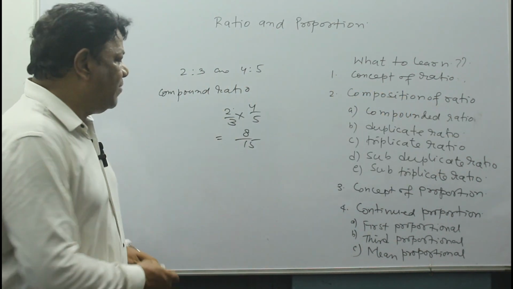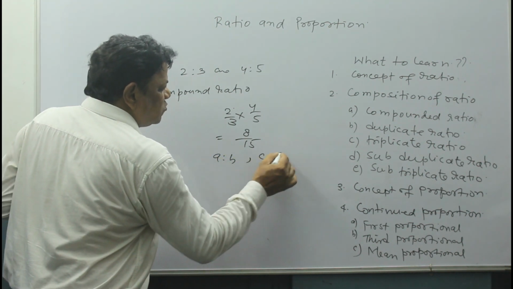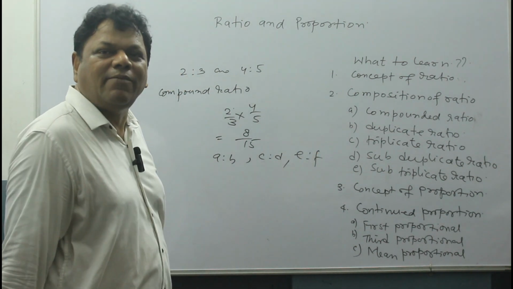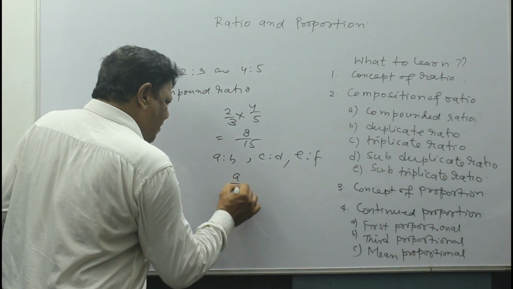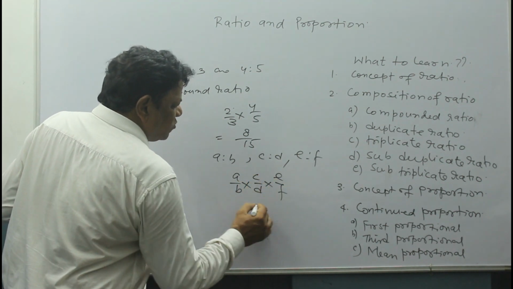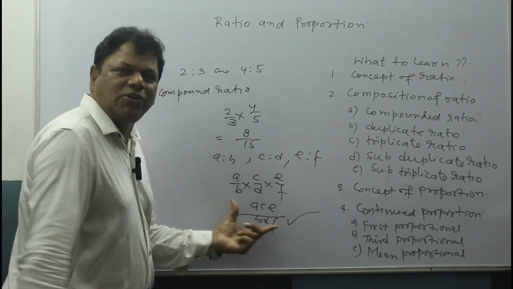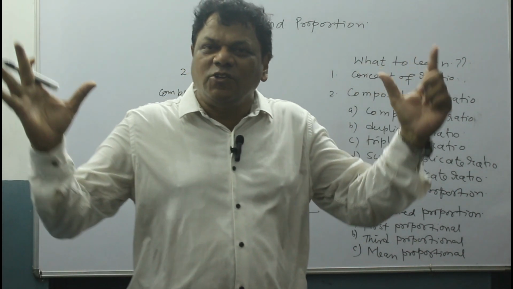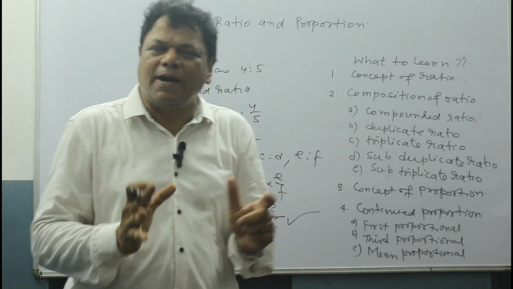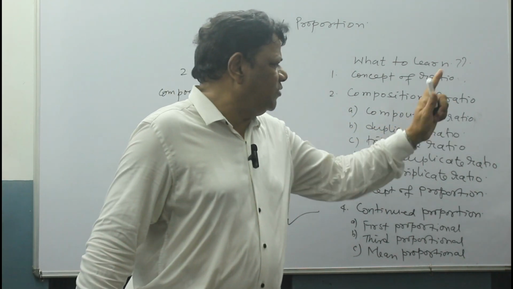If it is given A is to B, C is to D, E is to F, find the compound ratio. What will I do? I have to multiply. Write in fraction A by B, C by D and E by F. So A, C, E by B, D, F. This is the compound ratio. Only all ratios should be multiplied, find the product form. Whatever comes, that is your compound ratio. So I think you are clear on compound ratio.